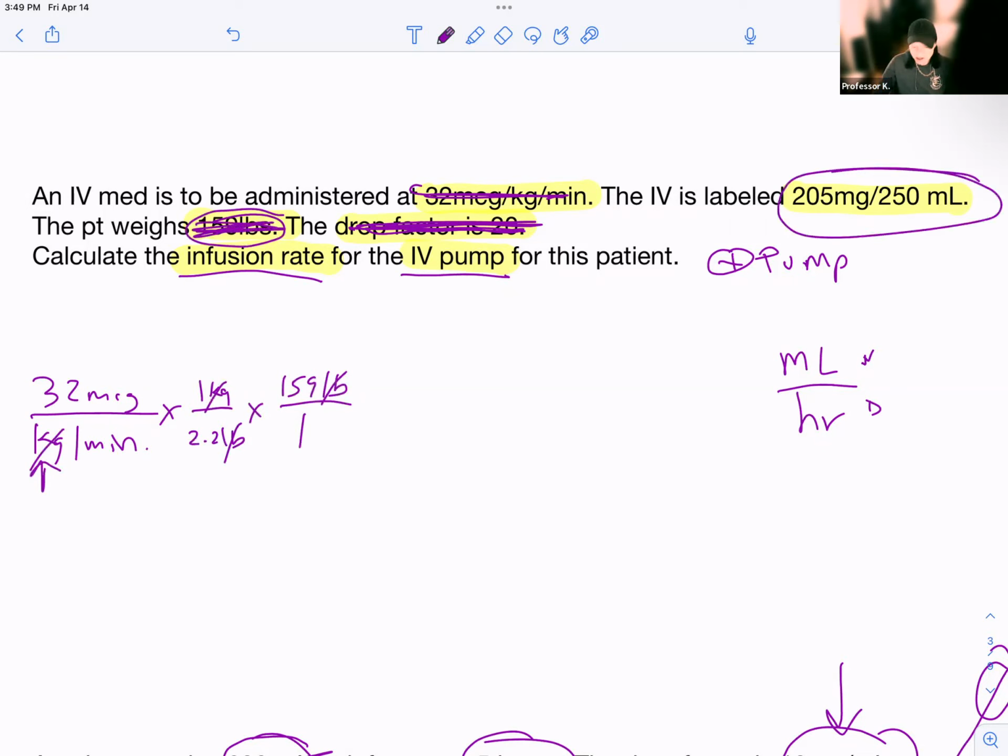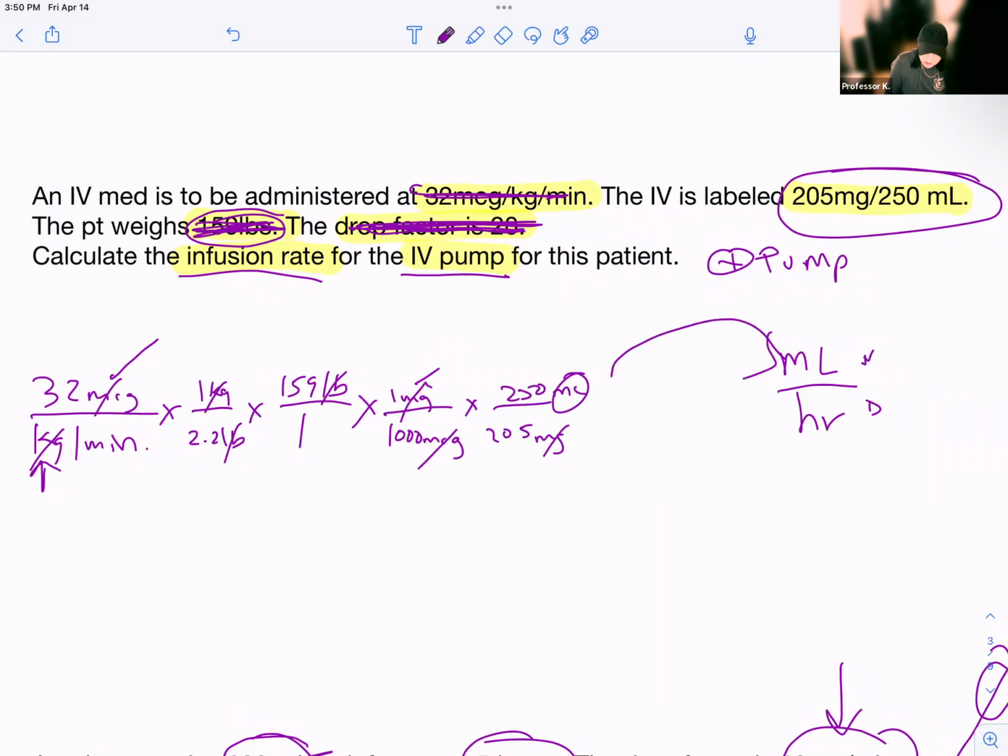So there's only one thing left in my problem to use. So 205 milligrams in 250 milliliters, but I have micrograms. So another conversion. 1 milligram is 1,000 micrograms. And now I can get rid of milligrams using my problem. 205 milligrams in 250 milliliters. Boom, boom, boom. And now I have milliliters, and now I have to get minutes to hours. 60 minutes is 1 hour. And I'm done. It's gross. It's long, but I can solve now for math because I'm going to look this over. I definitely have it set up beautifully.